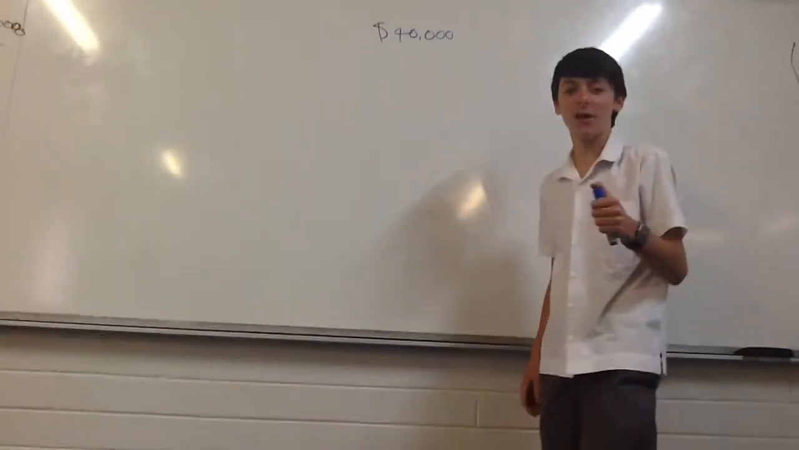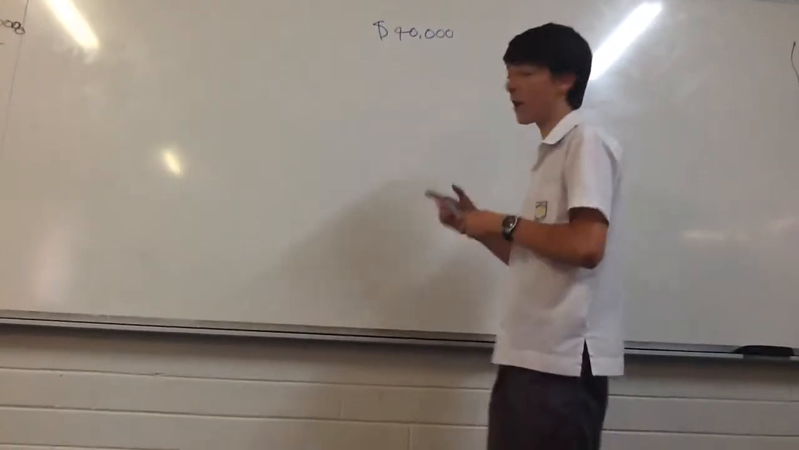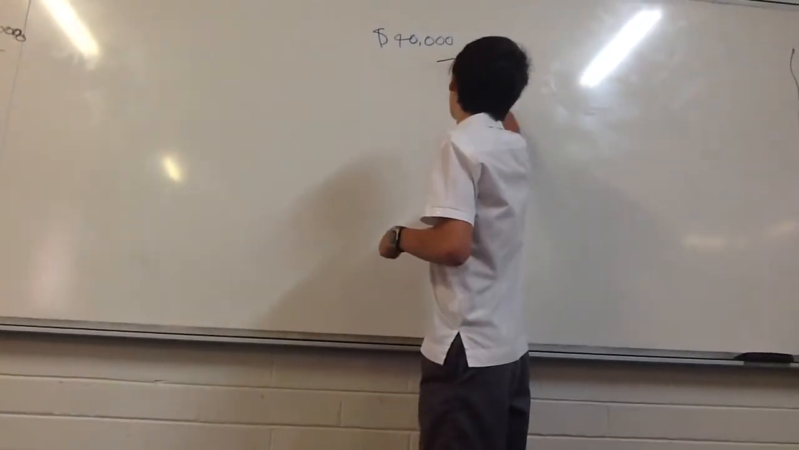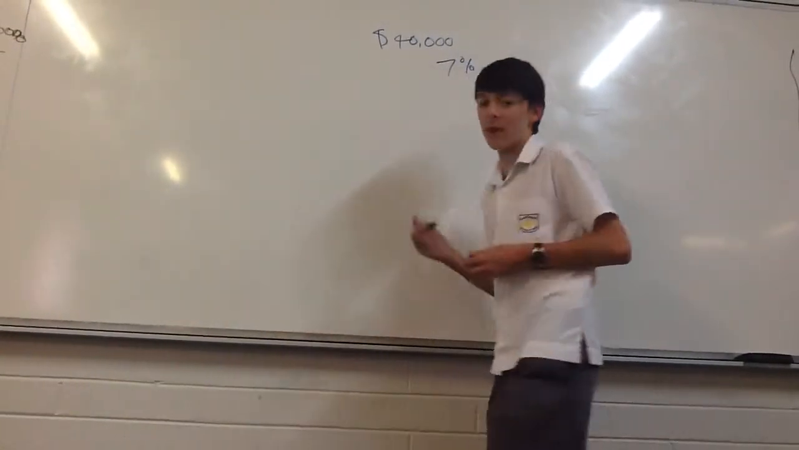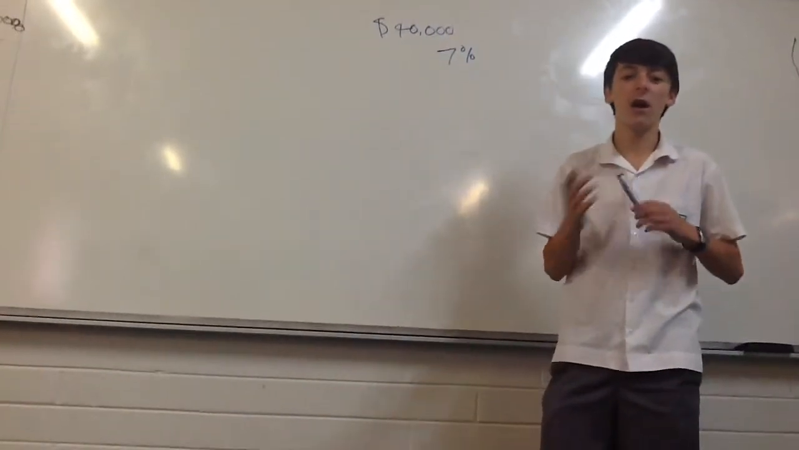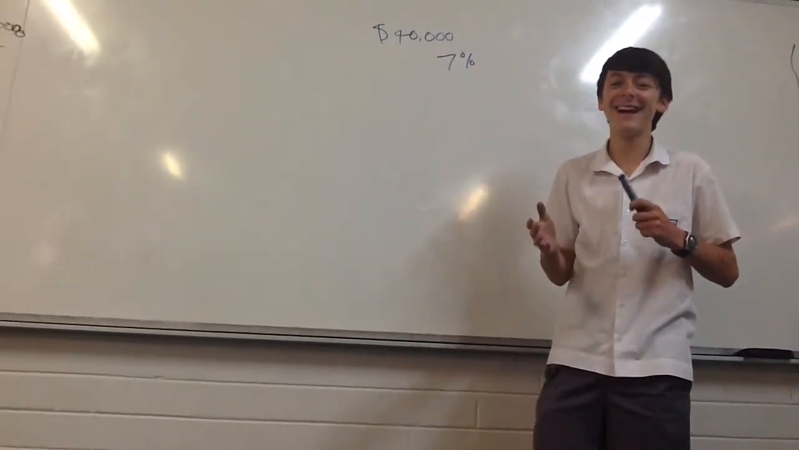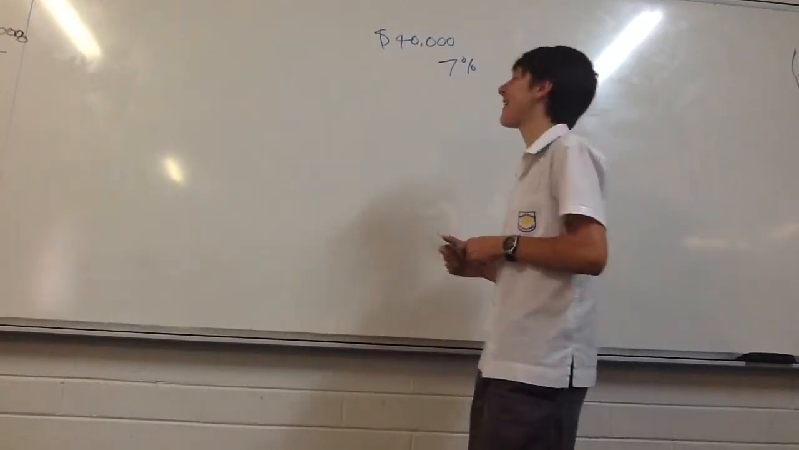A new sports car costs $40,000. When the man got out of the showroom, straight away, it's decreased by 7%. And we've got to find out how much the car was worth after you get out of the showroom. So Craig, can you help us do this?